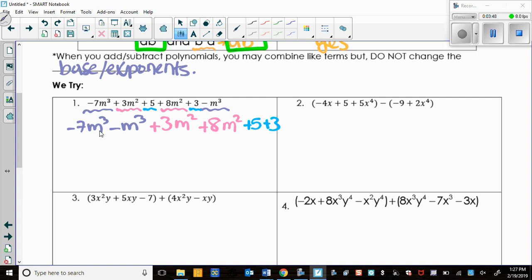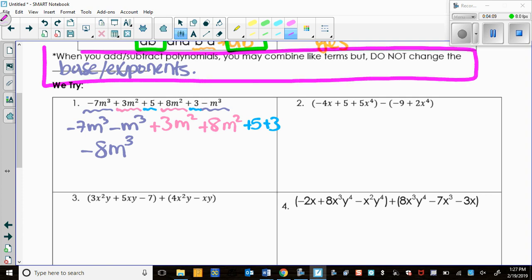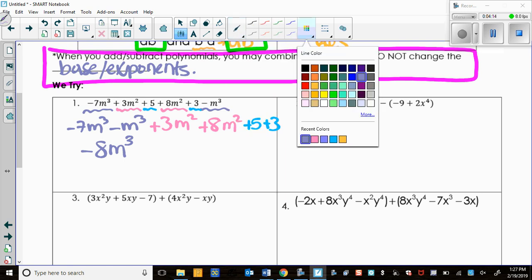So if I were to take negative 7m cubed minus m cubed, that's the same thing as negative 7 minus 1. My coefficient is going to be negative 8, but keep the exponent the same. That's the big message with this right here. Do not change the bases. All you want to do is just combine the coefficients. Okay, so I'm not going to write m to the 6th power or m to the 9th power. I'm just going to write m to the 3rd power.